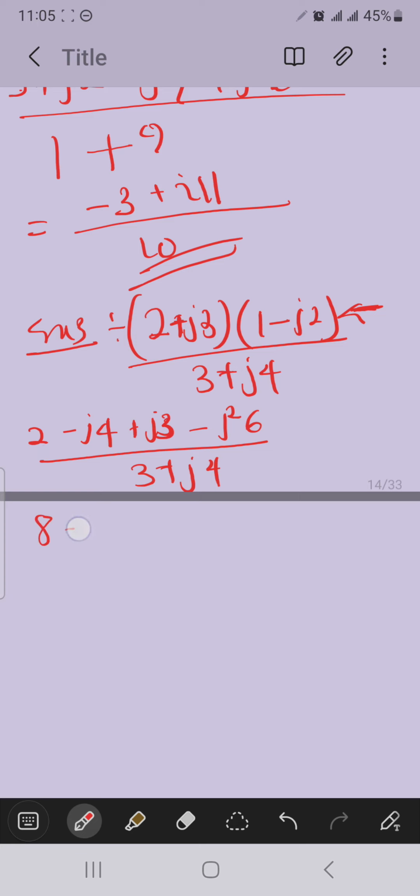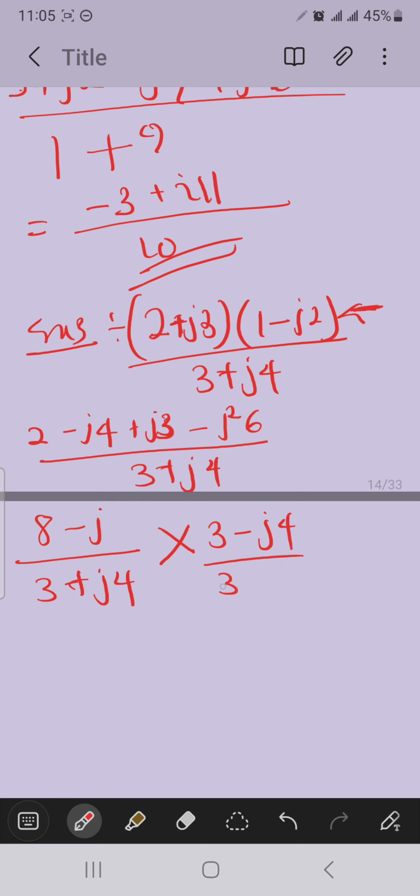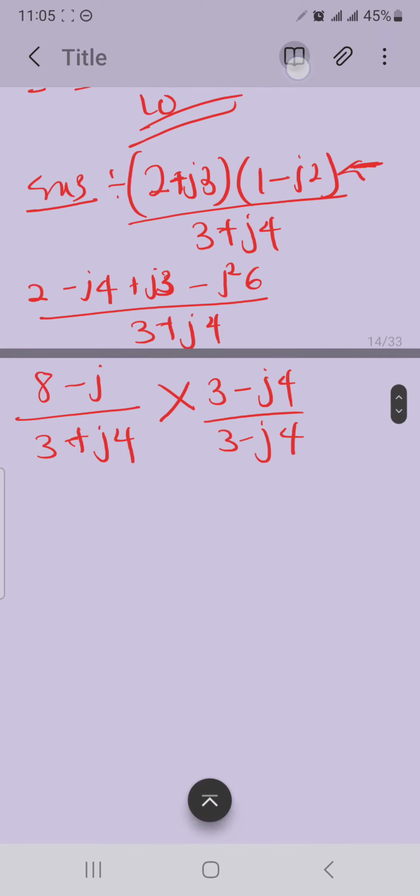J4 and J3 minus J over 3 plus J4. So this one will now be equal to, multiplying by the complex conjugate, (3 minus J4) over (3 minus J4). So now we take the numerator, this one times this, and the other one times this.